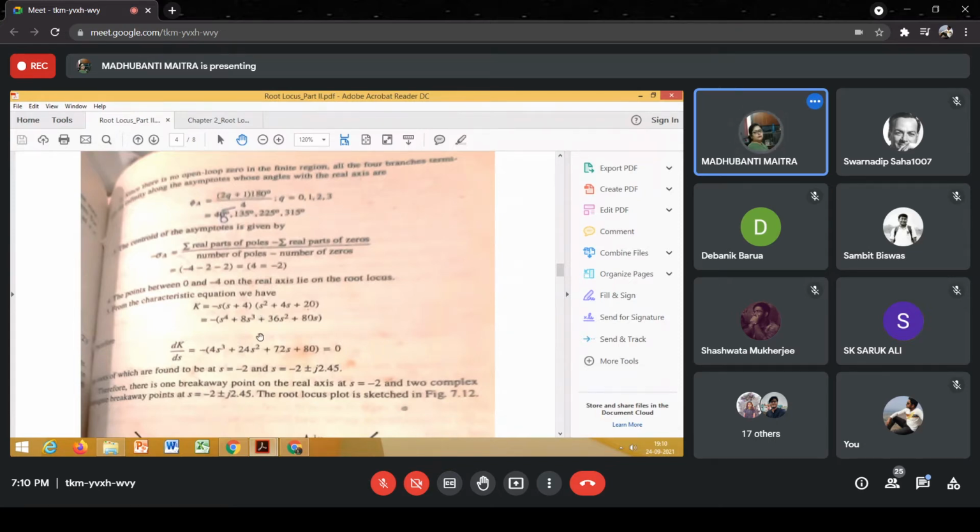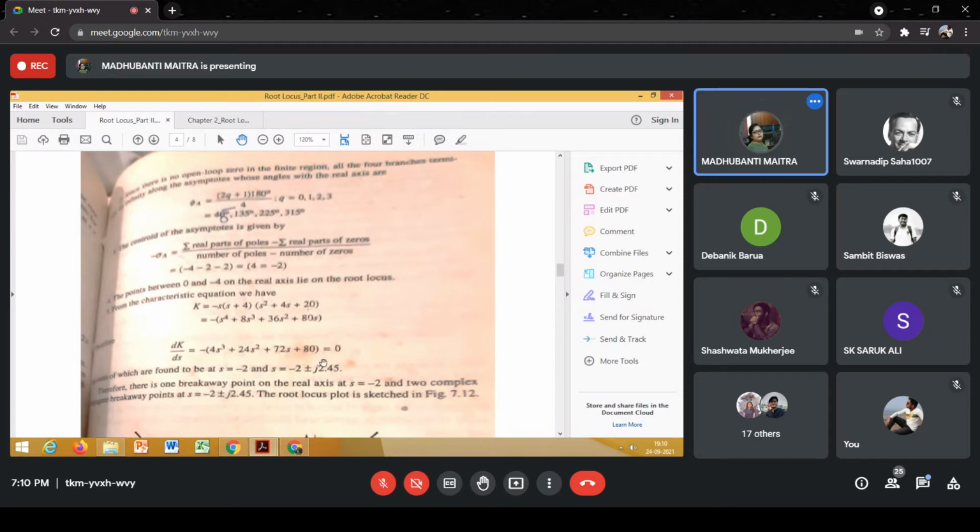This is your assignment. So is dK/ds, this one, equal to 0? And the roots, I don't know whether the roots are correct or not, whether these values are correct or not, that we'll have to check. So apparently the roots of this equation are located at minus 2 and two complex conjugate roots located at minus 2 plus minus j 2.45.